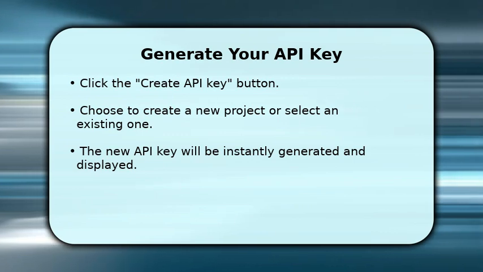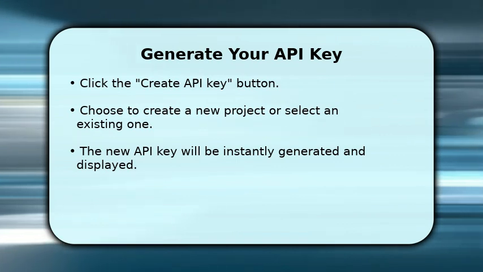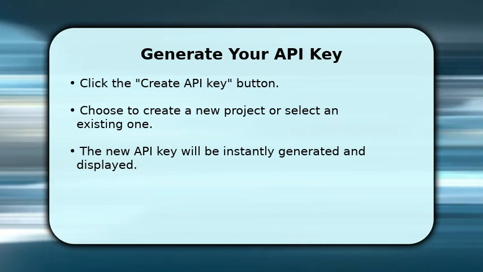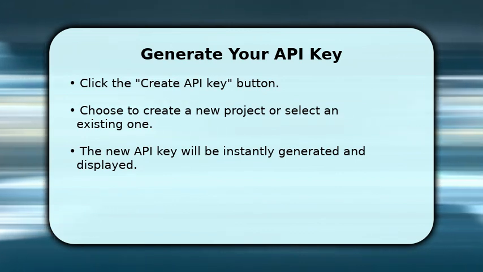Click this button. You might be prompted to select an existing project or create a new one. Once you make your selection, the system will immediately generate your unique API key. It's a string of characters that acts as your credential for accessing the Gemini API services.